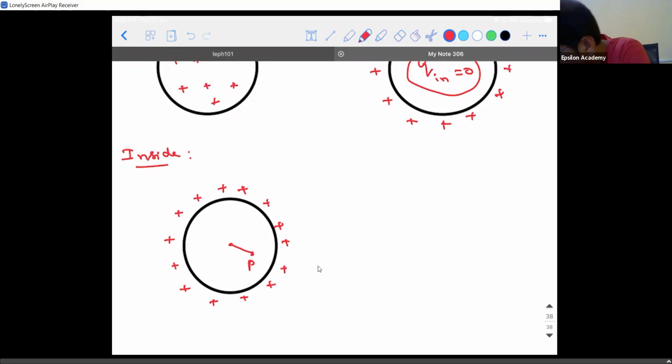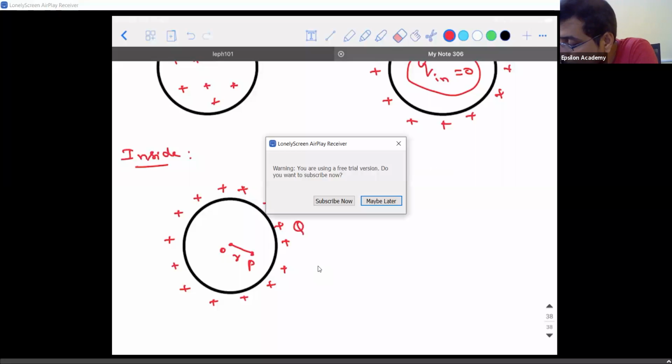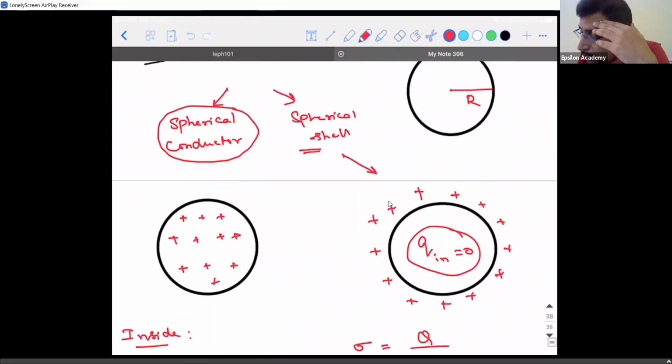So if I take this point P, which is at a distance r from the center O, my job is to find the electric field at this point. So what am I supposed to do? What are the steps to be followed first? First, we should define the electric charge density. If I say the total charge is Q, then what type of charge density will I define? Sigma is equal to Q divided by 4 pi, what? Epsilon.